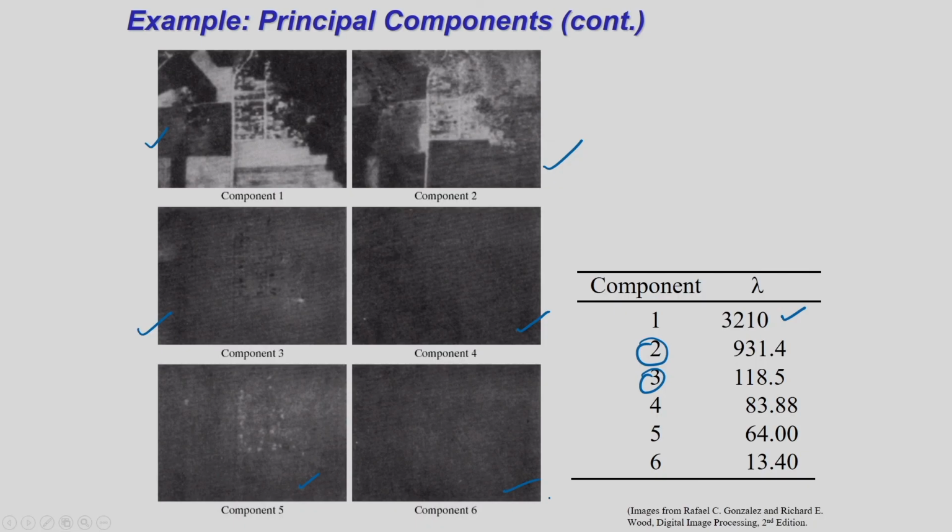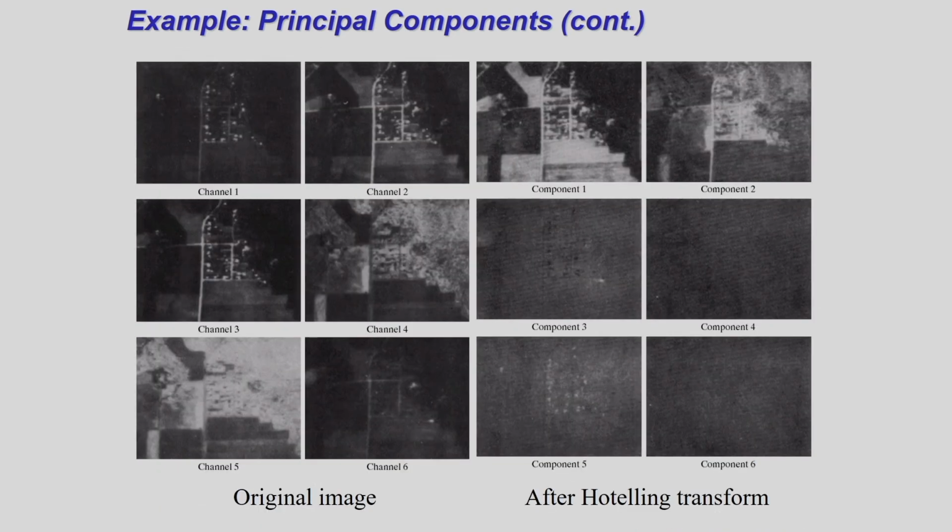So in this case, the component 1 corresponding to the largest eigenvalue has maximum visual information as compared to component 3, component 4, component 5, component 6. So for representation of the image, I can only select component 1 and component 2. I can discard component 3, component 4, component 5, component 6. So that means by using only 2 principal components, I can represent the image. That is nothing but the dimensionality reduction.